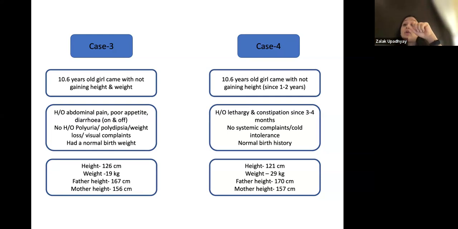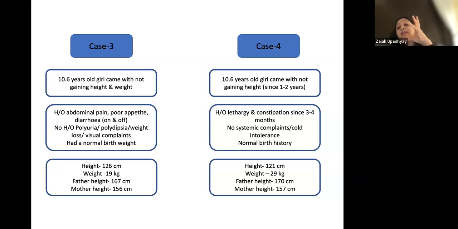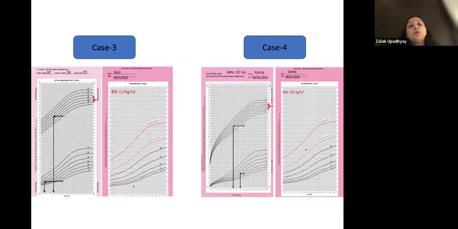Here, the child has lethargy and constipation. What do you think? Hypothyroid. Yes. So here, height age is more affected, and the child has lethargy and constipation. Weight doesn't seem to be more affected. That means there is nothing going on like a chronic illness or a nutritional cause, but it is an endocrine cause, right? So this is what is happening.